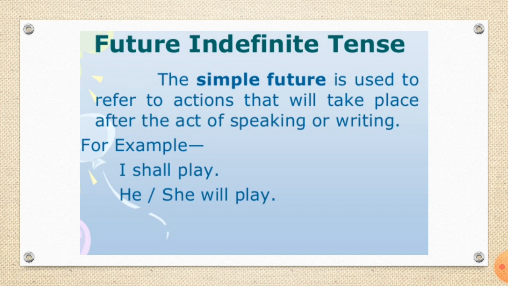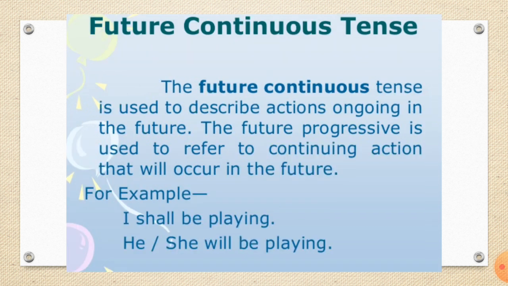Now, the next one is future continuous tense. The use of future continuous tense. The future continuous tense is used to describe actions ongoing in the future. The future progressive is used to refer to continuing action that will occur in the future. An action that will continue in the future. For example, he will be playing tennis by this time tomorrow. I shall be playing tennis by this time tomorrow.